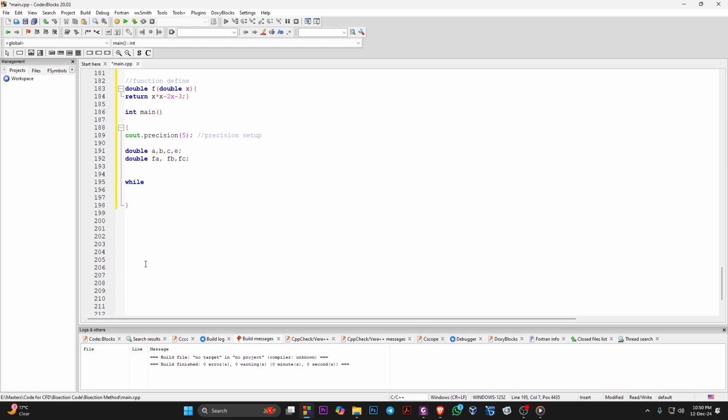Now we will start the loop, while. cout: enter first initial guess. cin a. cout again, I want to add this value in a new line, so that's why I am using this.